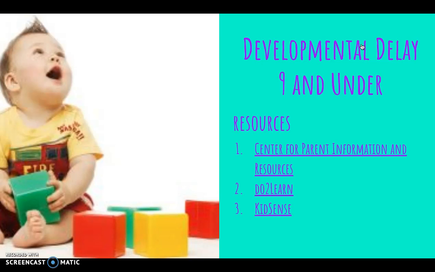The second category is developmental delay for age 9 and under. A developmental delay means there's such a change from the average development in one or more of the different categories, and the categories would be physical development, cognitive development, adaptive behavior, communication, and social emotional development.